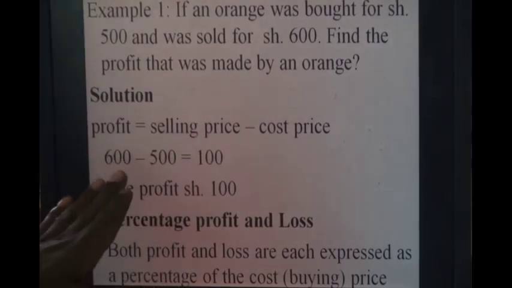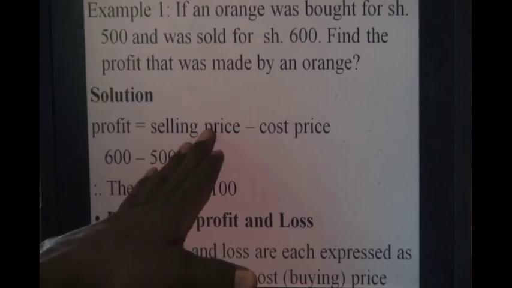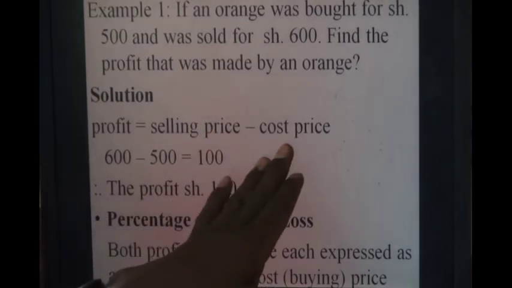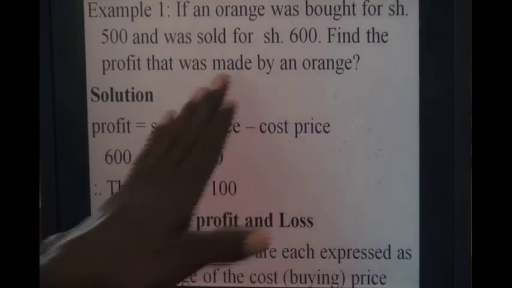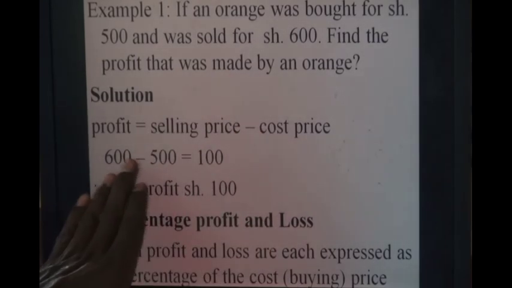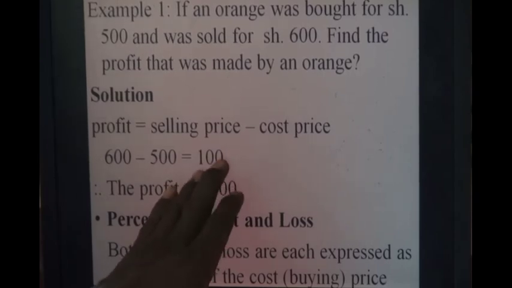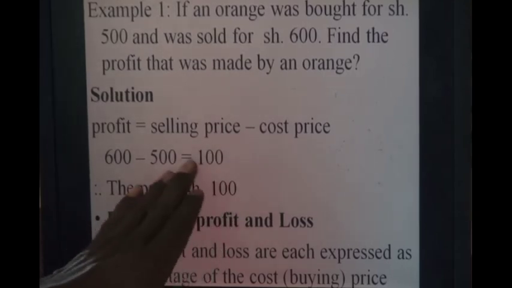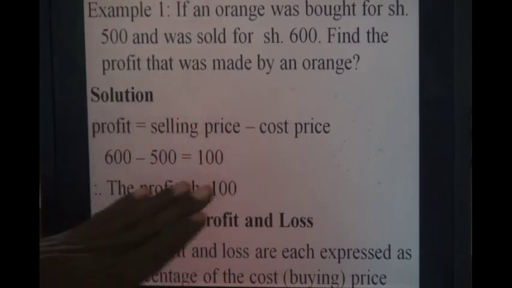As we have learned before, profit is obtained by taking selling price minus cost price. Now, selling price is 600 and cost price is 500. Now, 600 minus 500 is equal to 100. This 100 is called profit. So we have obtained a positive answer, and we call it profit.